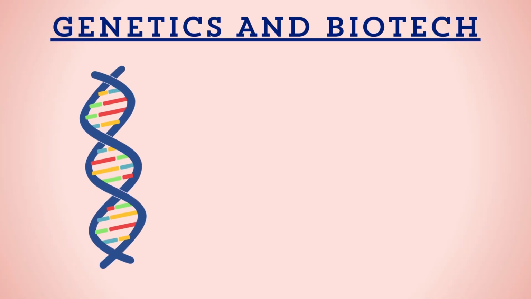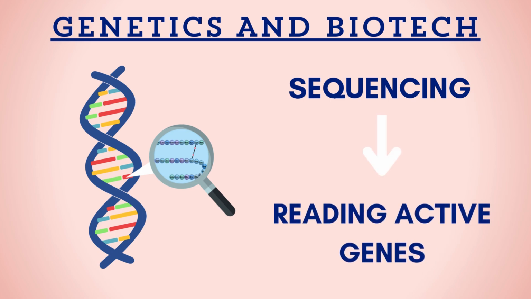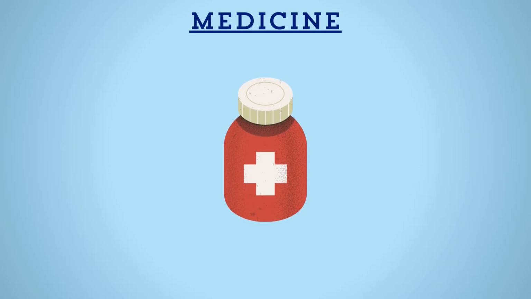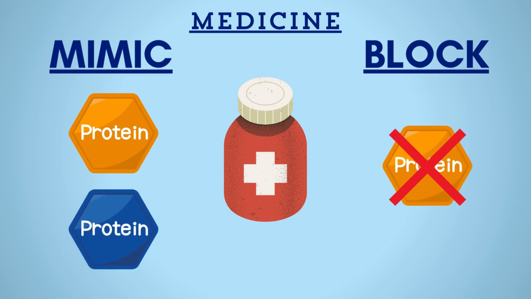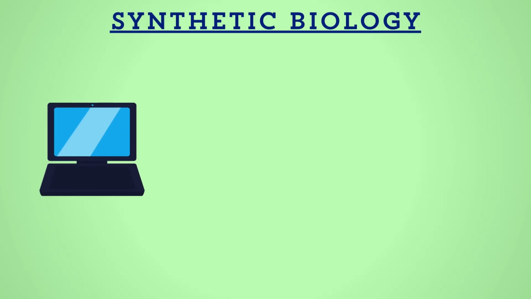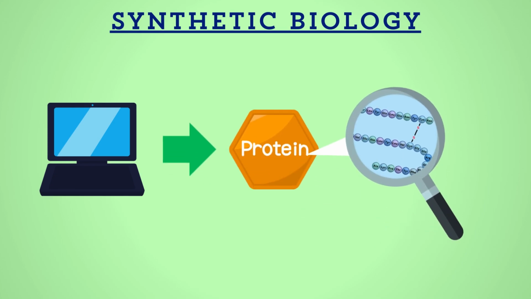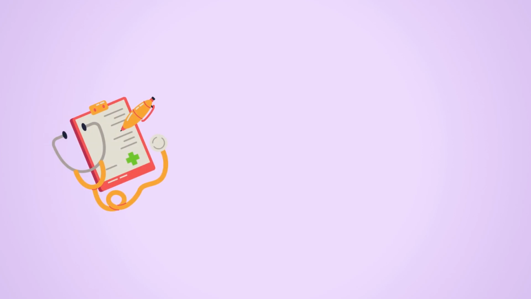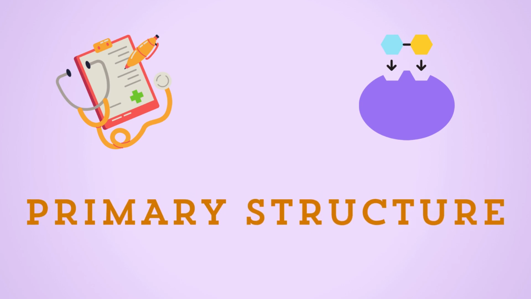In genetics and biotechnology, sequencing proteins tells us what the genes are activating. In medicine, it helps us design drugs that can mimic or block certain proteins. And in synthetic biology, we can even engineer new proteins with totally custom primary structures. So, whether you're curing diseases or designing synthetic enzymes, the first step is knowing this sequence, its primary structure.